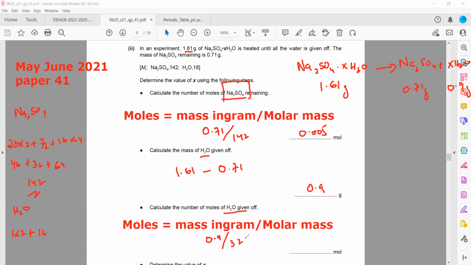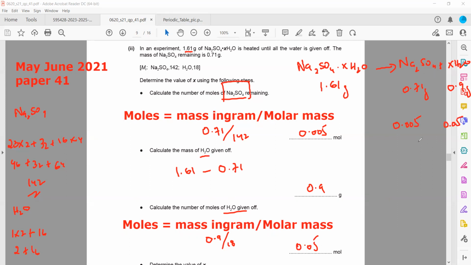So 0.9, sorry, by mistake, because here 2 is there plus 16. So that is 18, not 32. Only the molar mass is needed, so 16 plus 2 is 18. So 0.9 divided by 18 equals 0.05. Like we got 0.005 moles of sodium sulfate, and we got 0.05 moles of water.